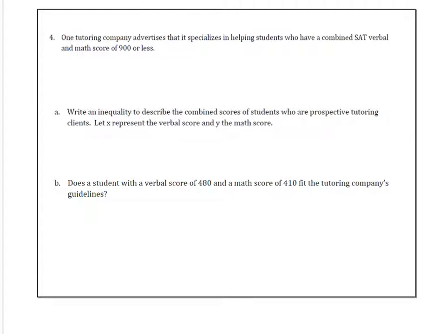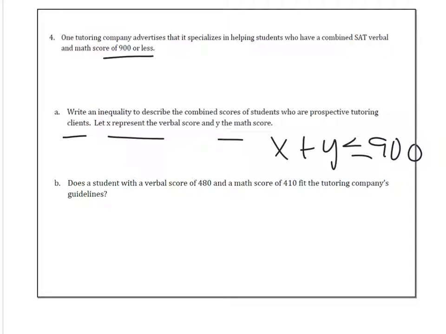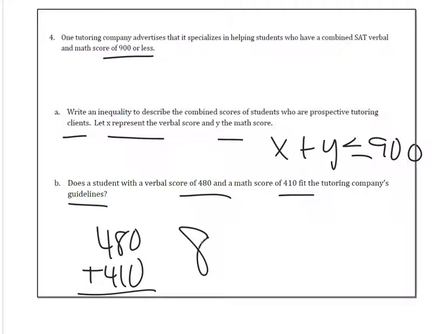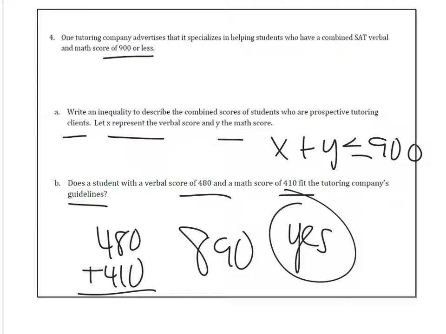All right, sorry, jump over here. One tutoring company advertises that it specializes in helping students with combined scores of 900 or less, so 900 is included in there. X is verbal, y is math. So you want x plus y less than or equal to 900. So if you got 480 math, 410 verbal, does that fit in the guidelines? That's 480 plus 410, that's 890. Yes, you definitely fit within the company's guidelines, but not by much.